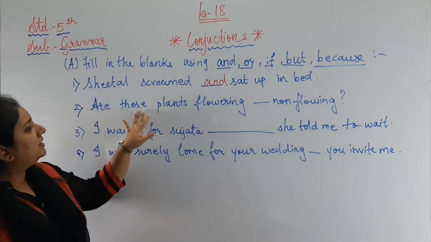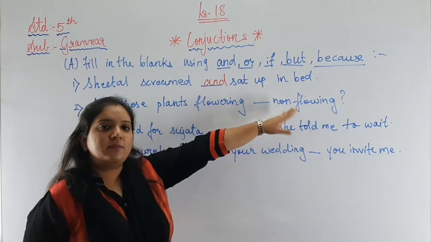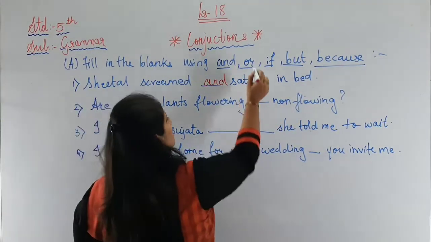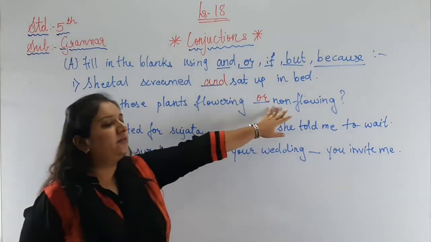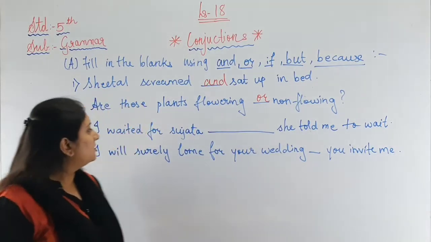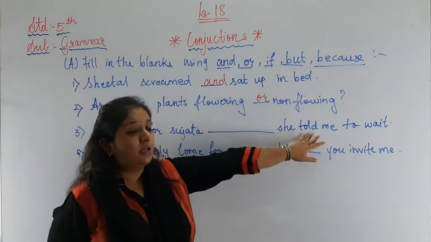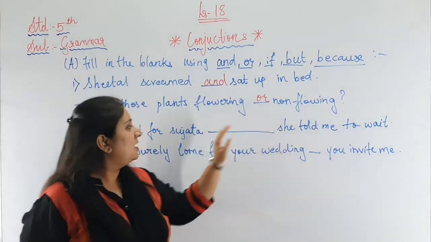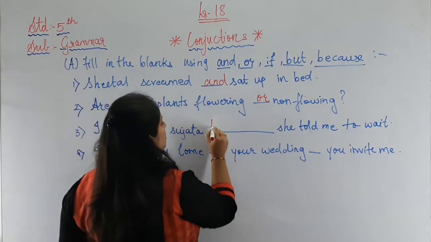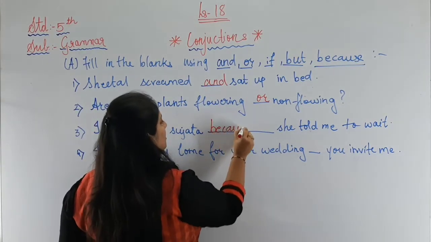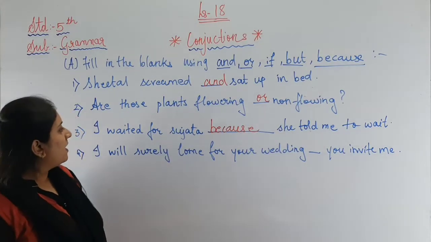Next. Are these plants flowering or non-flowering? Again here the choice came. For choice we will use conjunction or. Are these plants flowering or non-flowering? Okay. Next. I waited for Sujata dash she told me to wait. Here there is a reason for waiting, that is why I waited for Sujata. For that we will use the conjunction because. Because Sujata told me to wait.